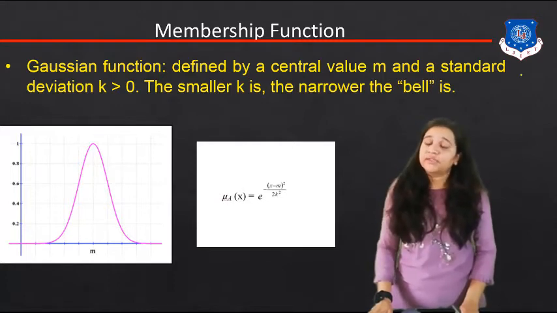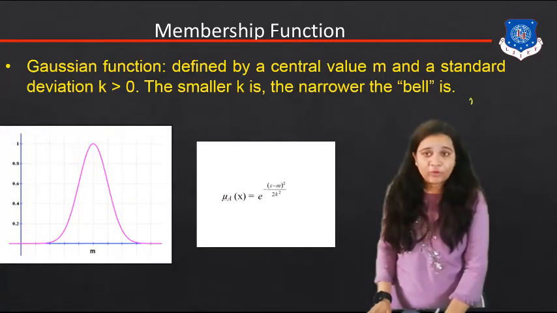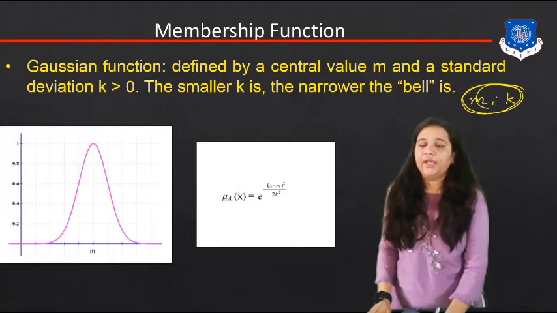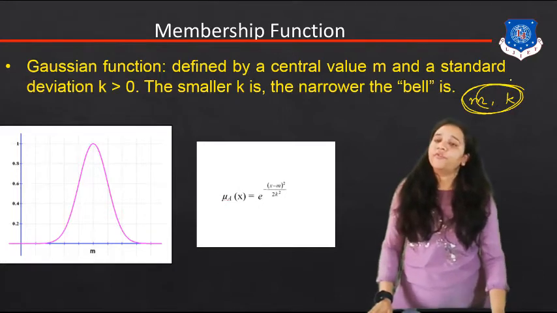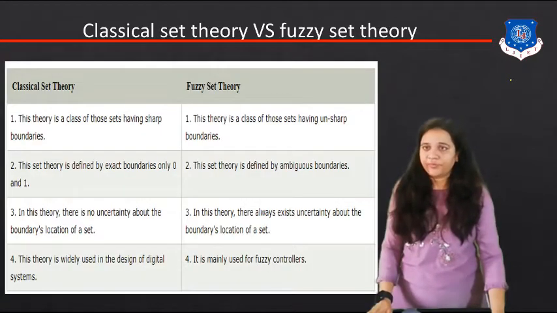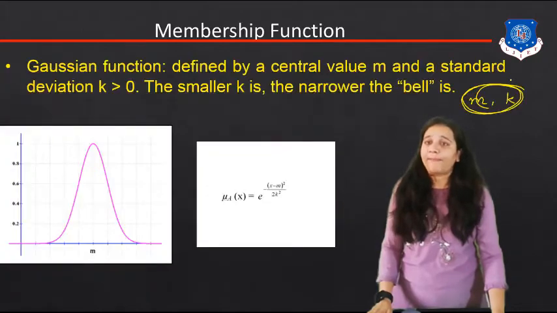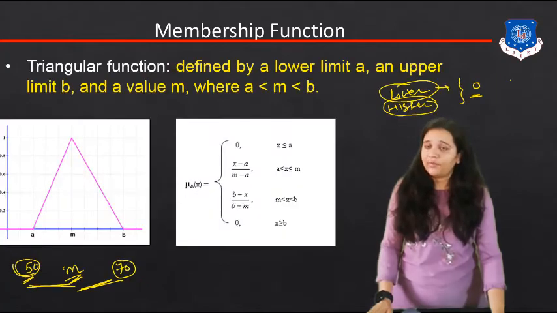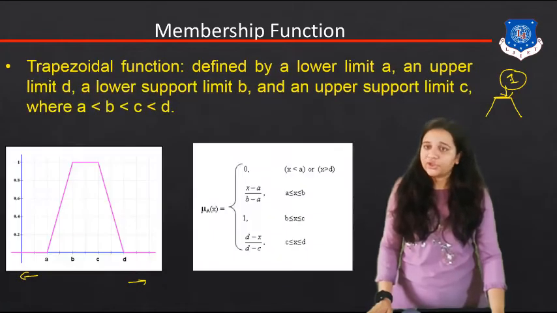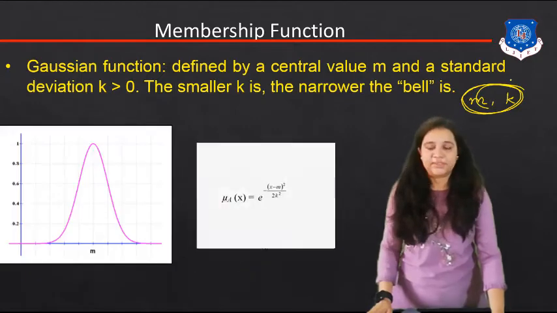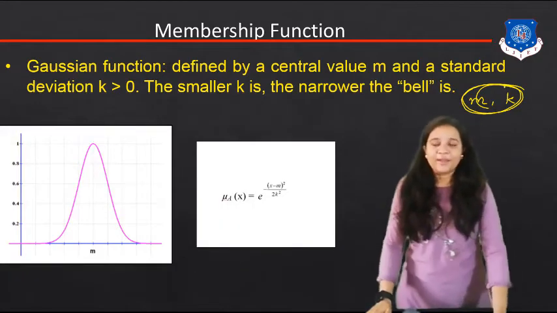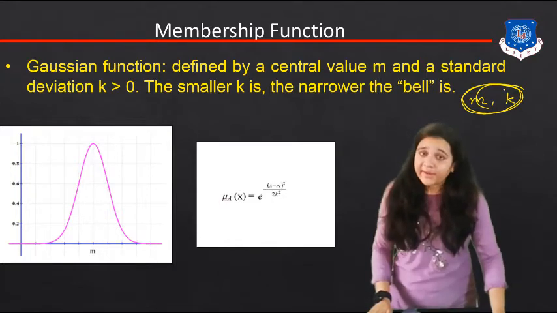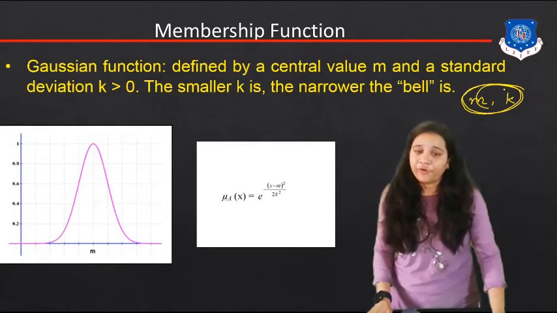So the Gaussian function generally depends on the value of m and the value of k. If we change the value of k, we can get a different membership function. Okay, so this is all about the membership function. We generally have 3 types of membership function: triangle function, trapezoid function and the Gaussian function. Depending upon the plant requirement, we have to use this type of membership function to find out the value between the true and false condition.